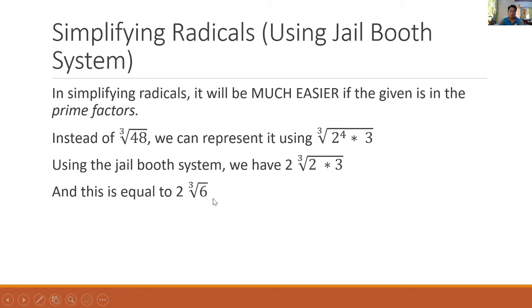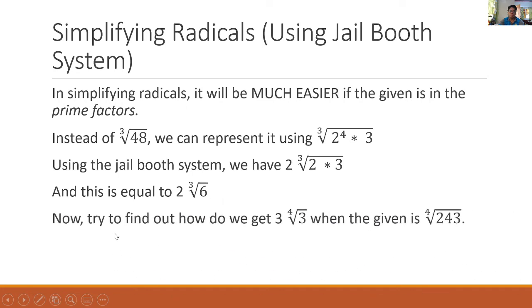Okay? Sana po naiintindihan ito. Ganun lang po kasimple. Para po mas maganda, subukan po ninyo. How do we get the 4th root of 3 when the given is the 4th root of 243? Paano natin makukuha ito kung ito ang given?